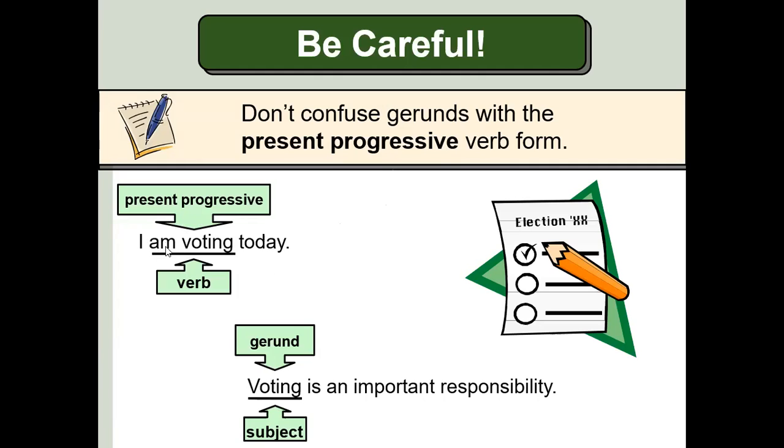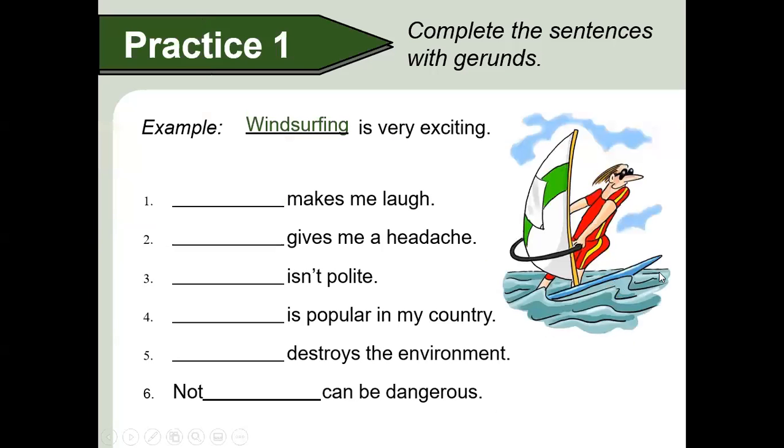Una forma de... Y hay un sujeto. ¿Mira? Ahí está el sujeto. Okay. Ahora, en este caso dice, voting is an important responsibility. El voto es una responsabilidad importante. ¿Ya? Ok, yo creo que ya con eso, pues.